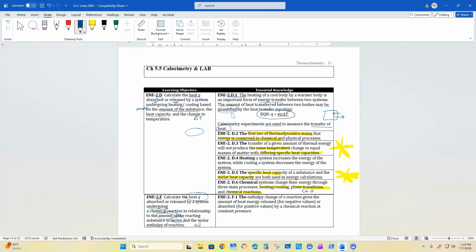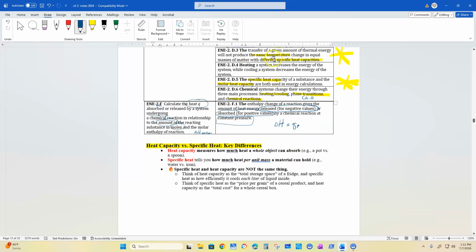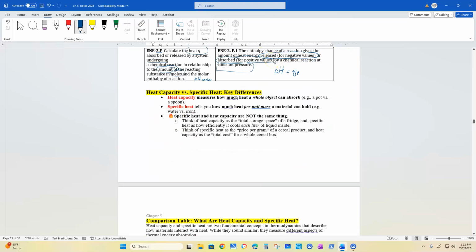So delta H, sometimes you're going to see the word mole or molar. That just means we need moles instead of grams. The enthalpy change of reaction gives the amount of heat energy that's either released, so we're going to have negative values, or absorbed, as in positive values. But because of calorimetry, we need constant pressure. We need that constant pressure so that we know Q equals that delta H. So we've got a lot that was mentioned in here, but now let's go through it one by one.